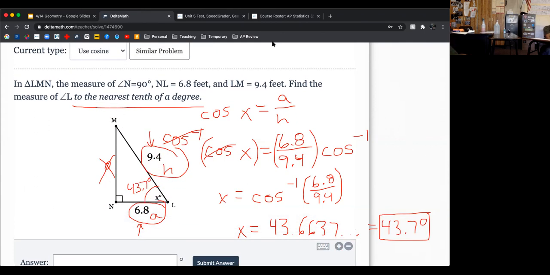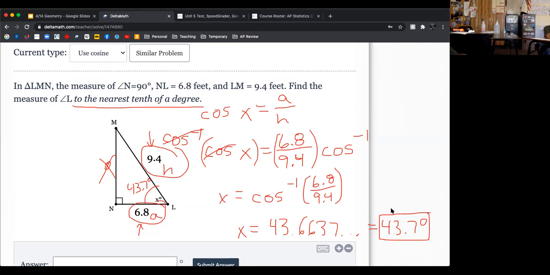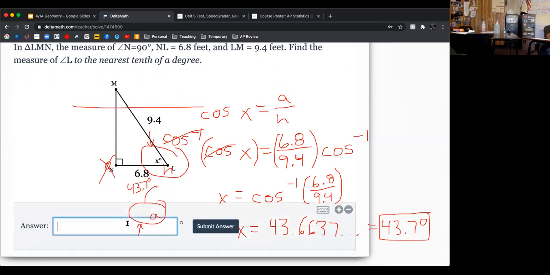One thing I wanted to point out is that when you're doing these problems on your own, some of these ask you to round to the nearest tenth of a degree. Some of them say round to the nearest degree. So just make sure you're reading that. It doesn't make a difference, except here we would round this to 44 degrees if we were supposed to round to the nearest degree.